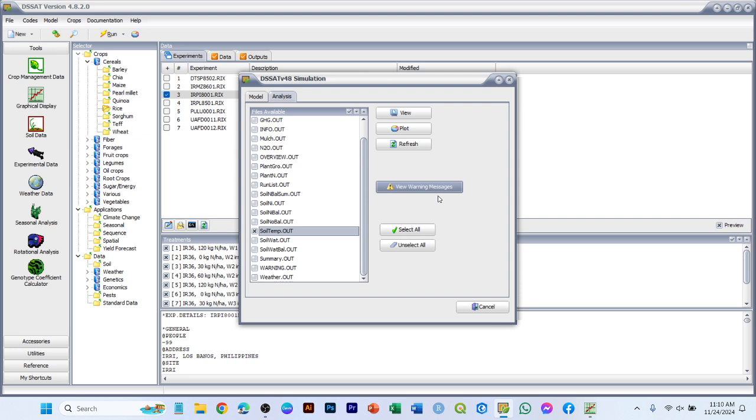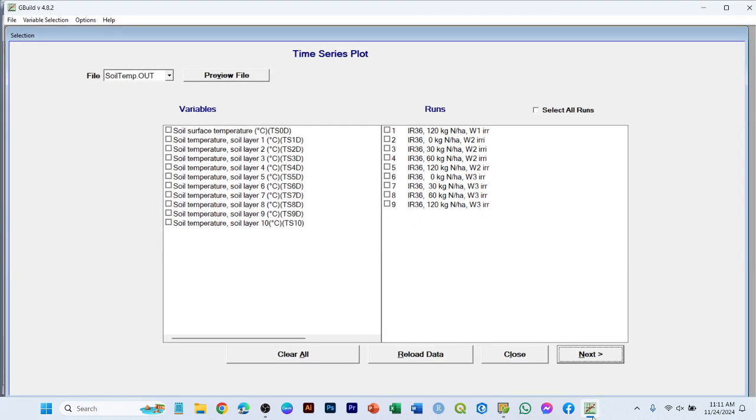Soil temperature. I will show you after the break how to prepare the soil file, the experimental file, and also the weather file. What was the question from one of the colleagues?